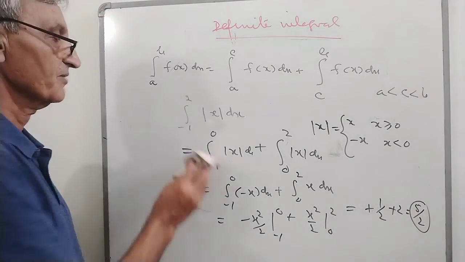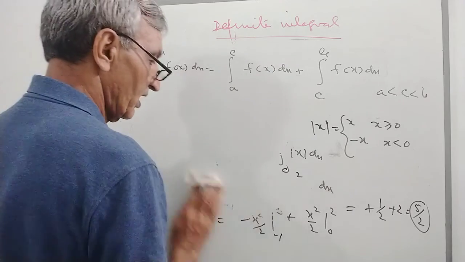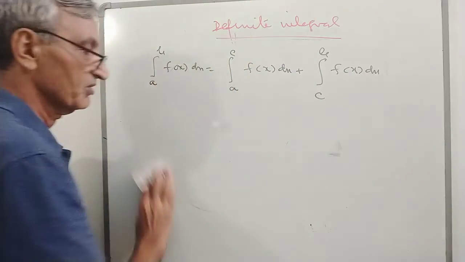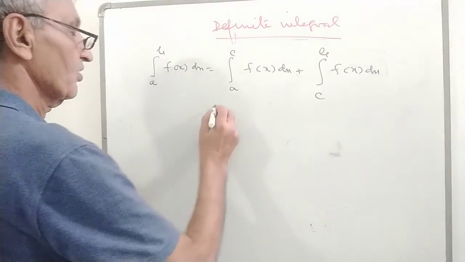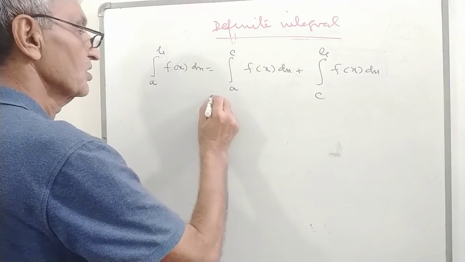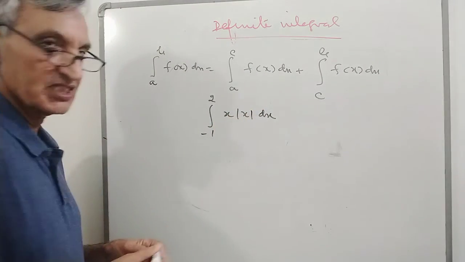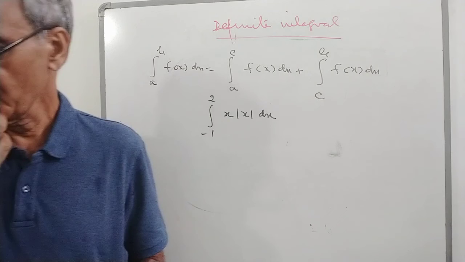Let me do another question, a simple question. I'll do one more question. However, another property will be involved, which I am not dealing with right now, but that property can also be used. The integral from minus 1 to 2 of x times modulus of x dx. Let me do the question. What is the value of this?